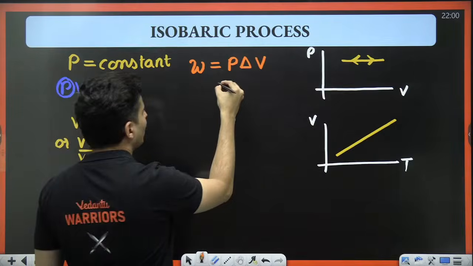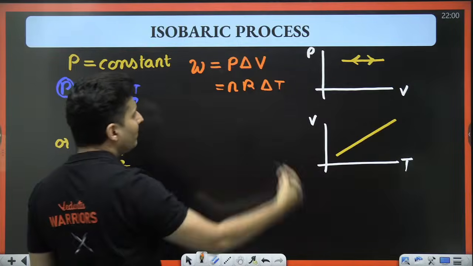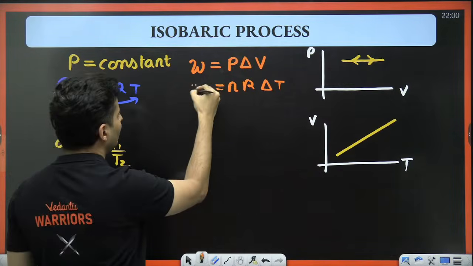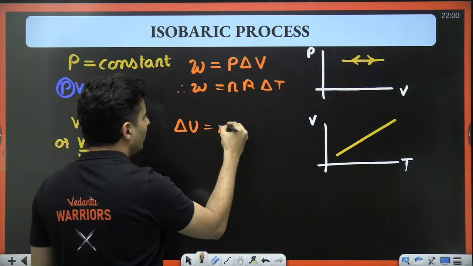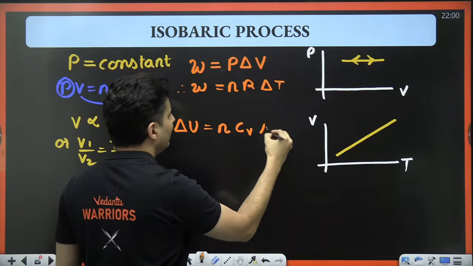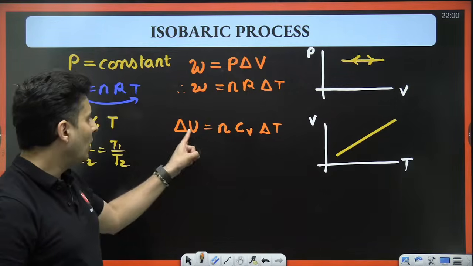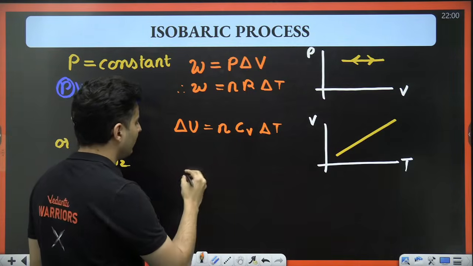If you want, you can also write it as nR delta T, because P delta V is nR delta T using the gas law. Nothing difficult over there. What about delta U? Delta U is always the same. It is nCV delta T. Always use CV for delta U, remember that. Always use specific heat capacity at constant volume for change in internal energy.